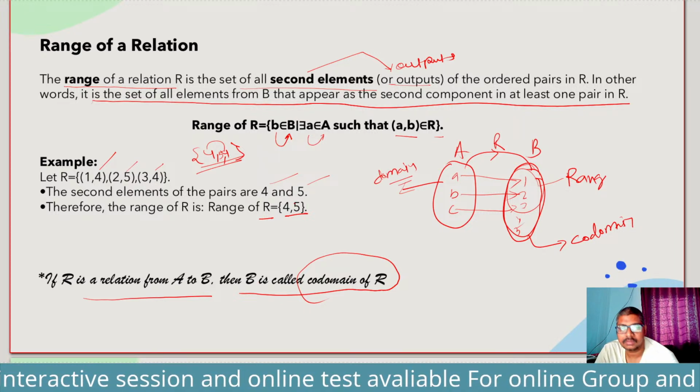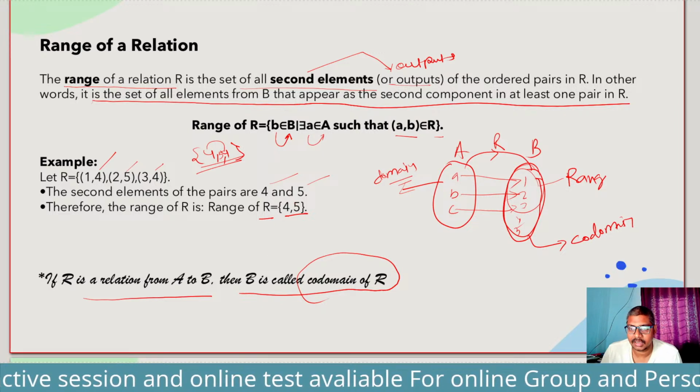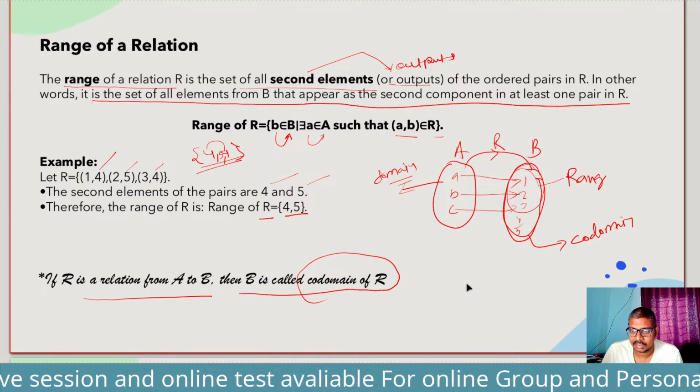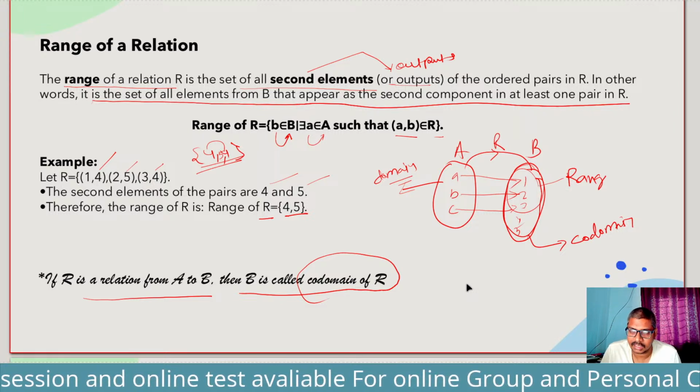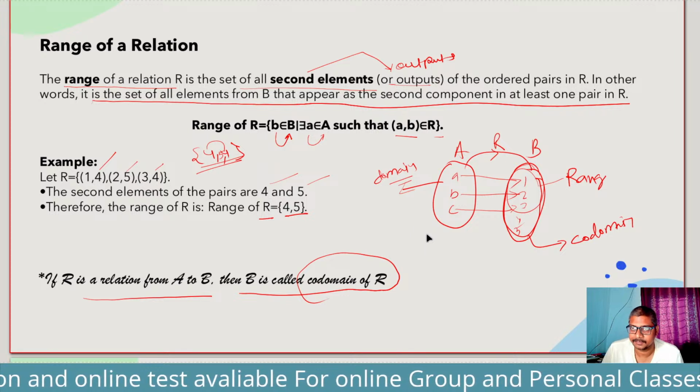So today you got an understanding of the domain, range and codomain of relations. In the next class we will see a type of relation called a function, and then we will understand more about that.